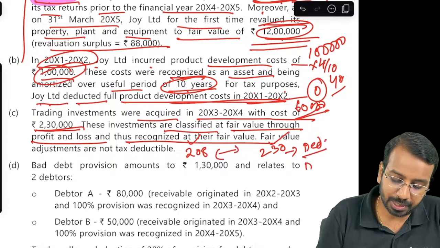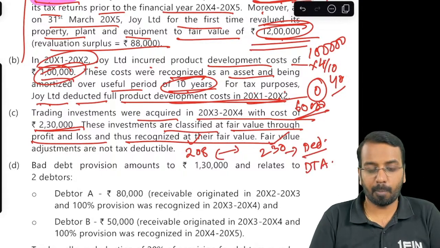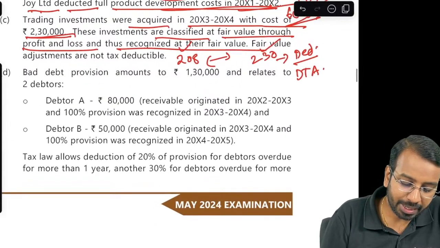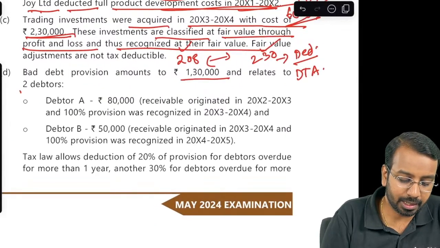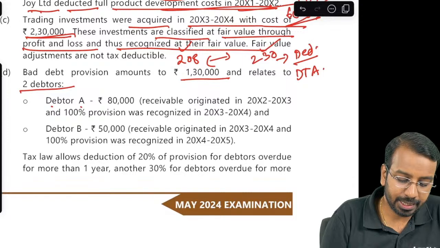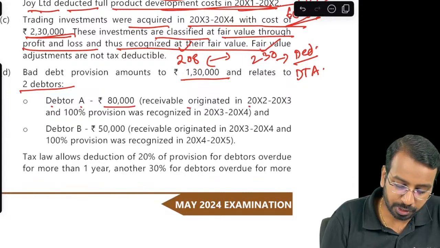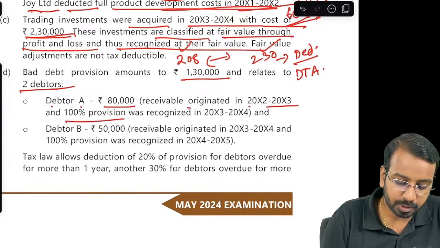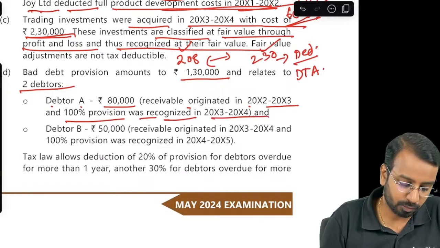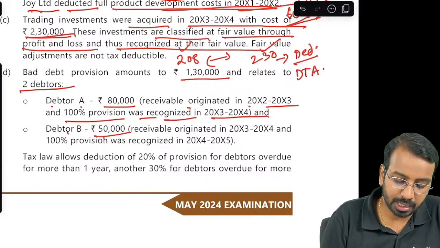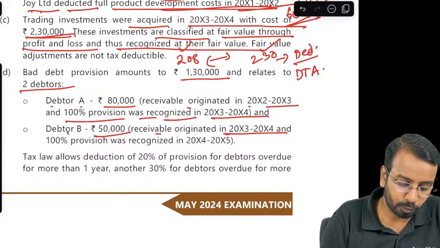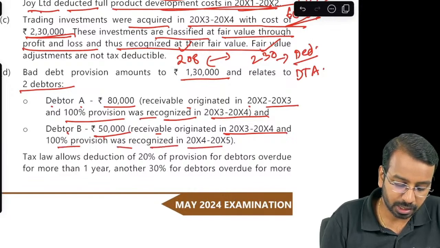Whatever is the difference will create a DTA. Okay. Then bad debt provision amounts to 1,30,000 and relates to two debtors. Debtor A, 80,000. Receivable originated in year 2, year 3. 100% provision was recognized in year 3, year 4. Debtor B, 50,000. Receivable originated in year 3, year 4. 100% provision was recognized in year 4, year 5.